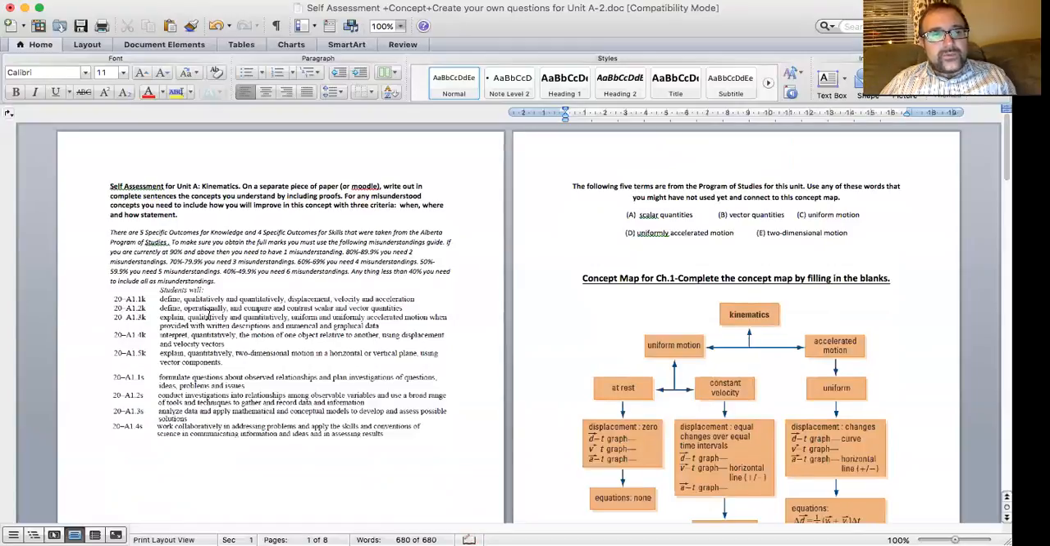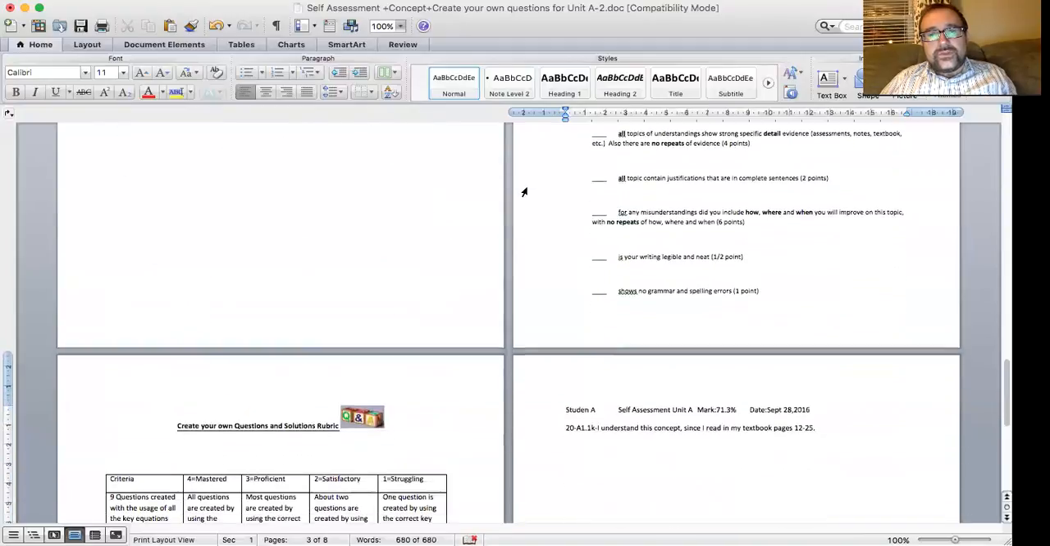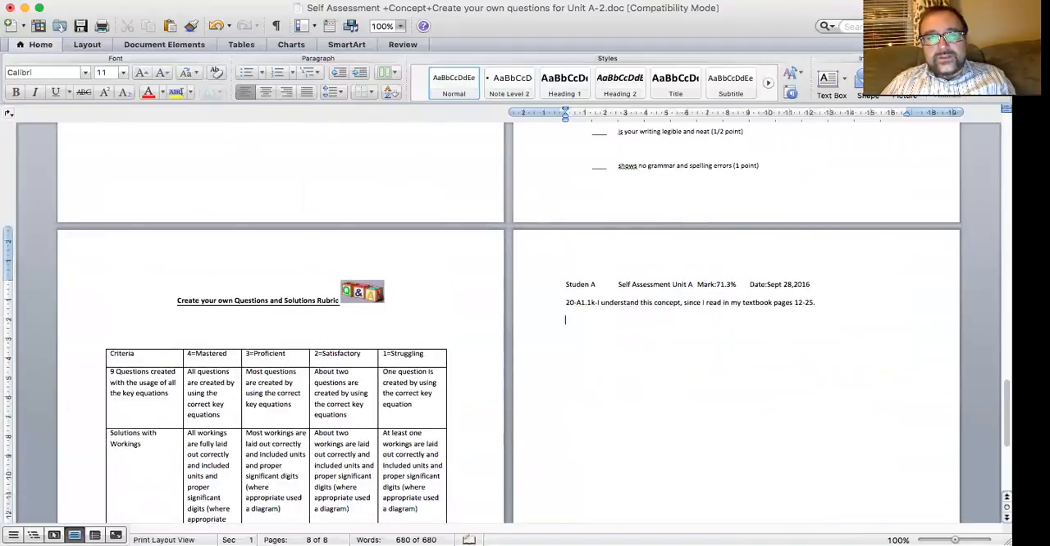20-A1.2K, define operationally and compare and contrast scalar and vector quantities. Let's say you still don't understand that concept. So in this case, do the same format, 20-A1.2K, and let me know, I do not understand this concept. Now, here's the important bit. You have to give me 3 pieces of criteria to get the full marks here, which are how, when, and where you will learn this concept.